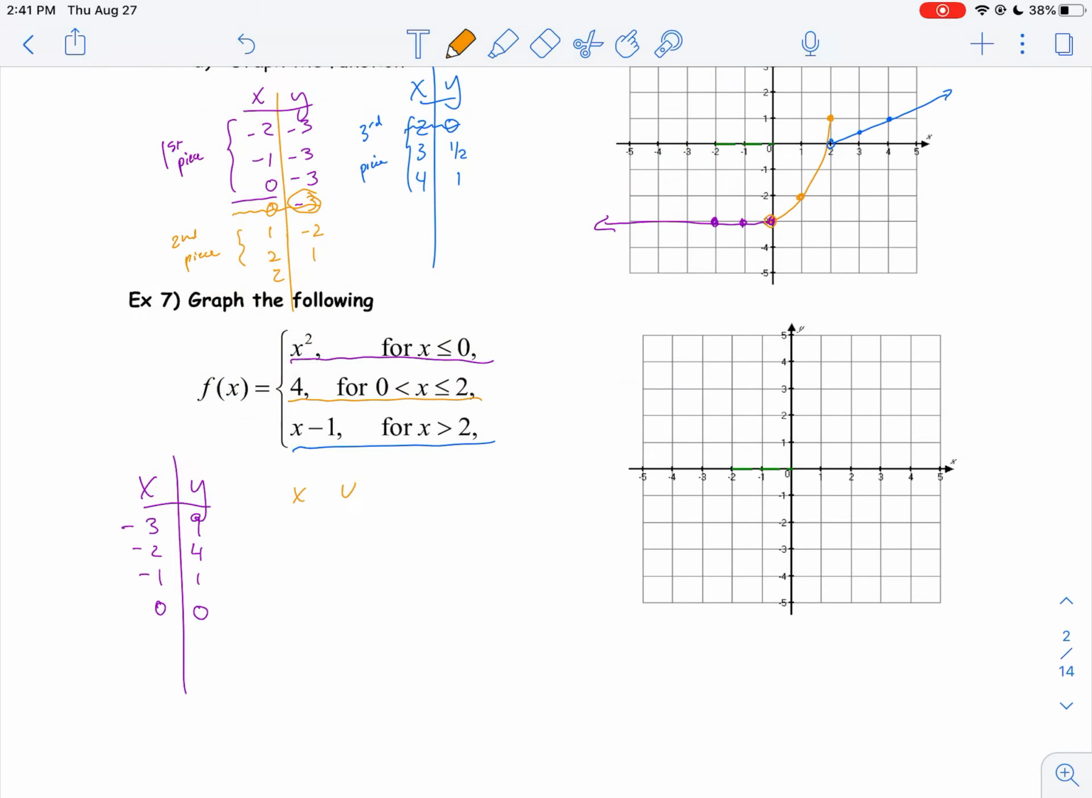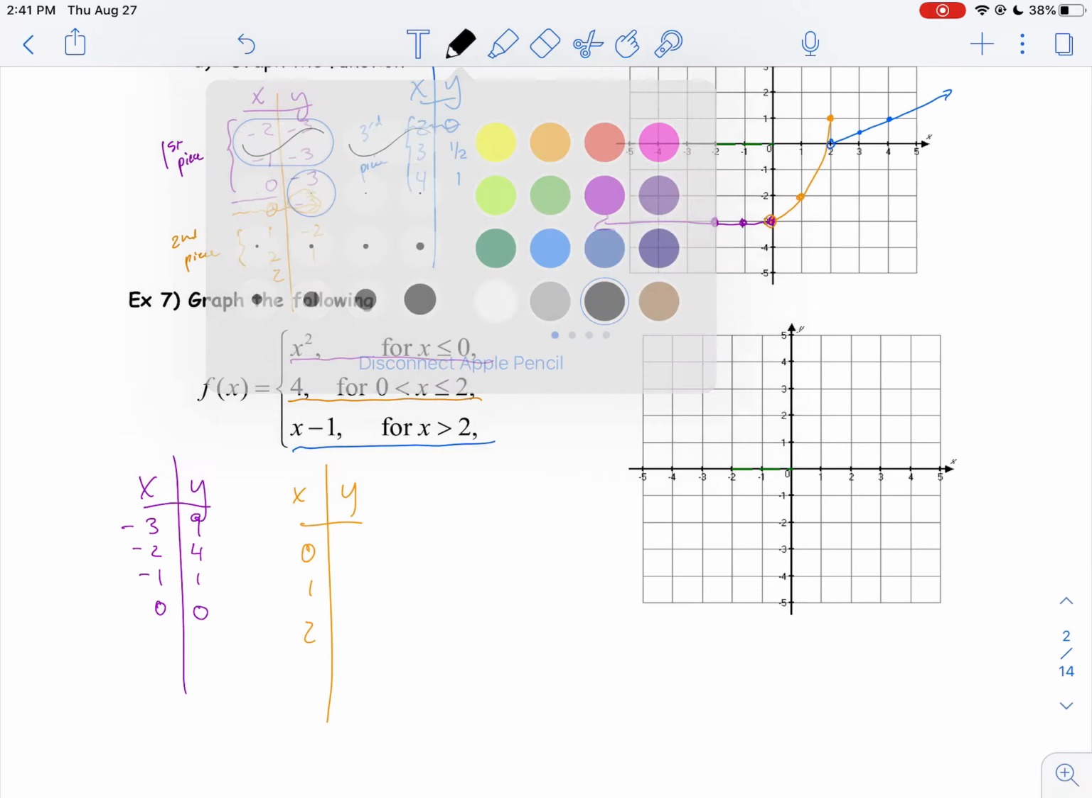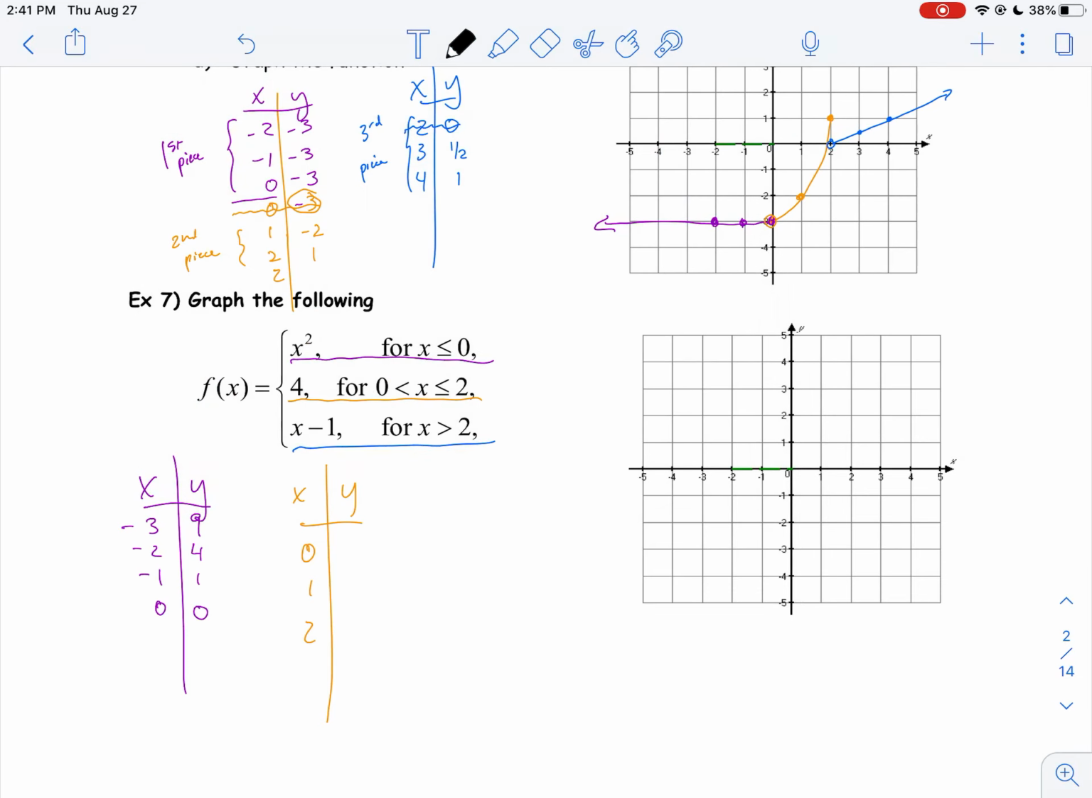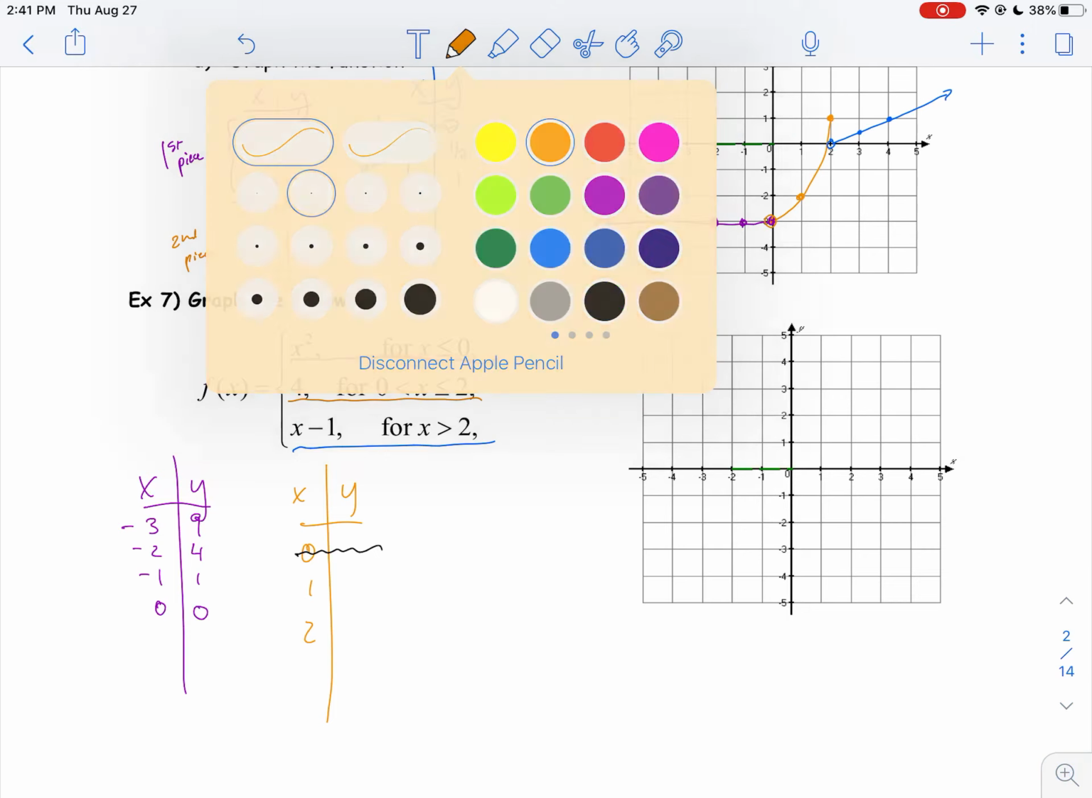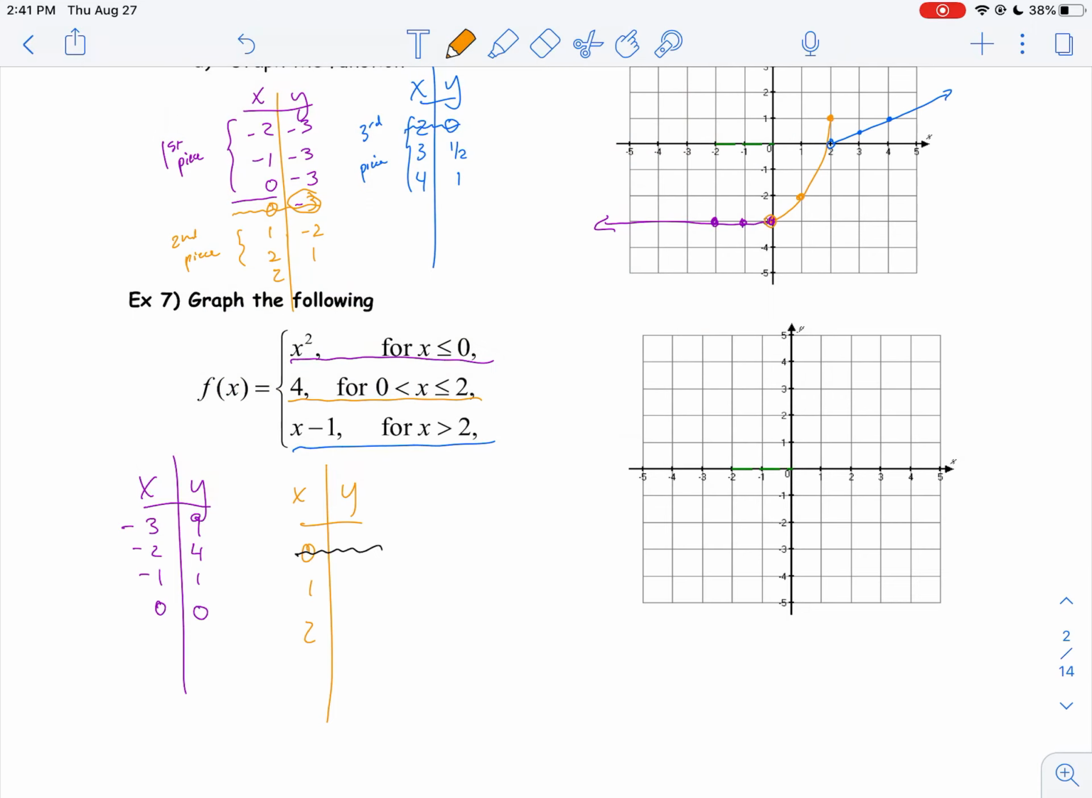For the orange second piece, I've got numbers between 0 and 2. I'm just going to do 0, 1, and 2. And I am going to scribble out 0 because that needs to be an open circle. You see that? Alright, here we go. So when I plug 0 into this equation, there's no x to plug it in, so my y value is just 4. All along here, these are going to be 4. When x is 1, y is 4. When x is 2, y is 4.